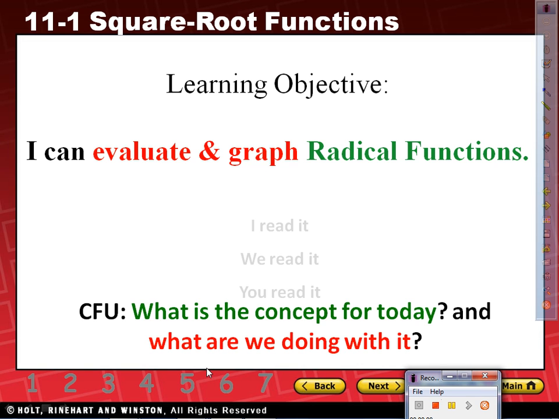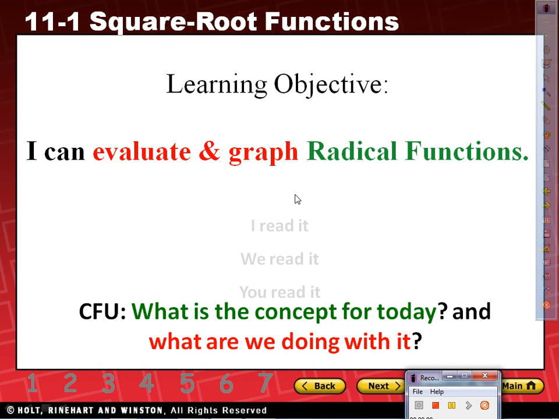Once again, title your notes "Radical Functions," because a radical means square root; it's the symbol for square root. So our objective for today: I can evaluate and graph radical functions. Let's read it together, 1, 2, 3. I can evaluate and graph radical functions.